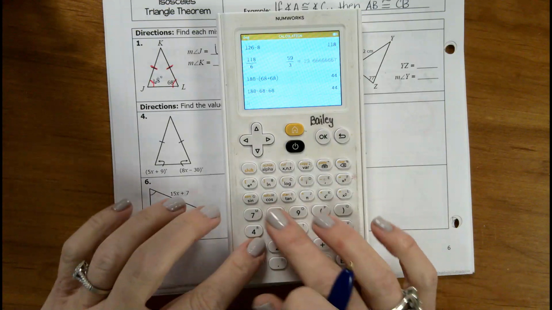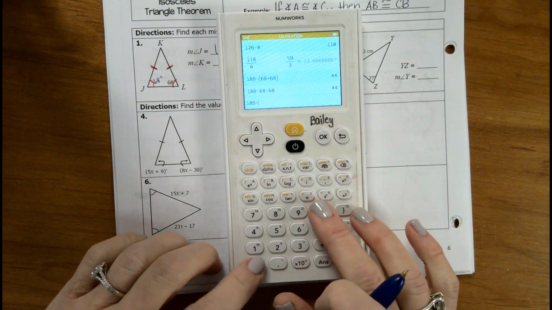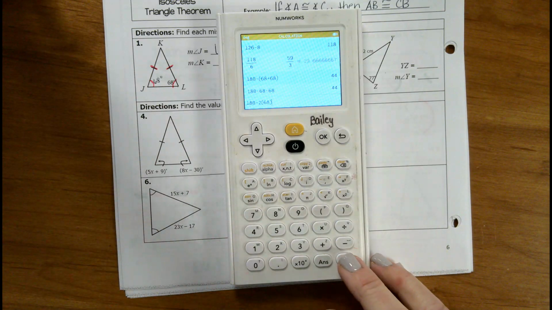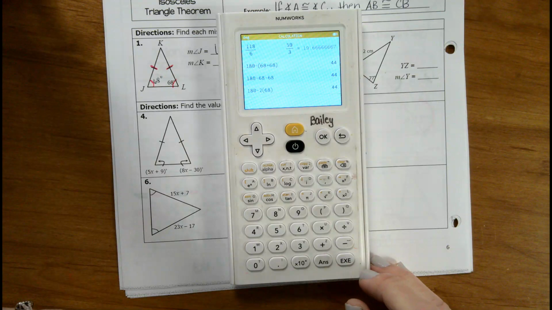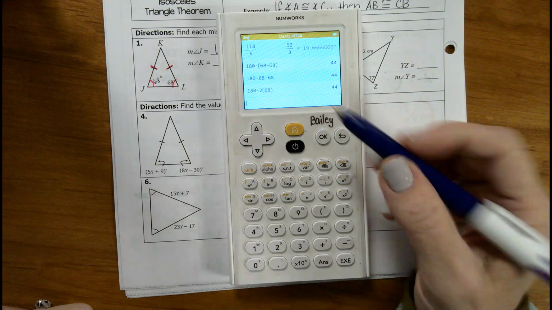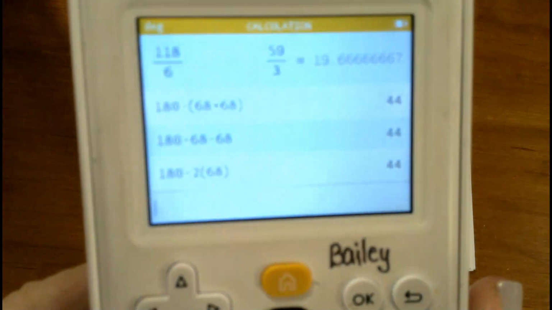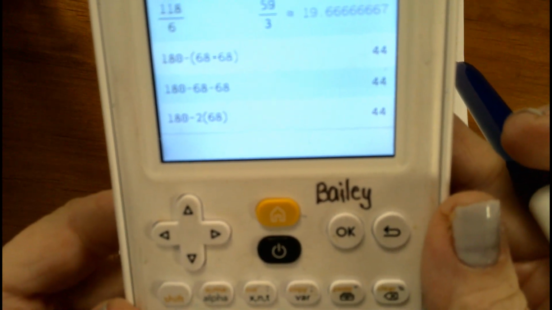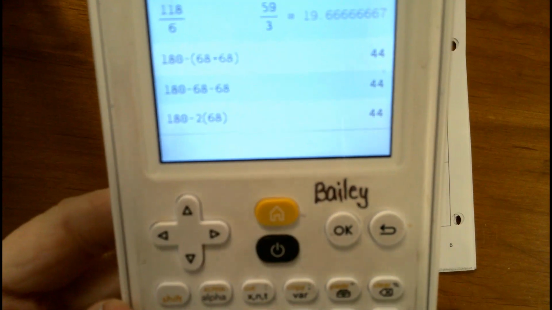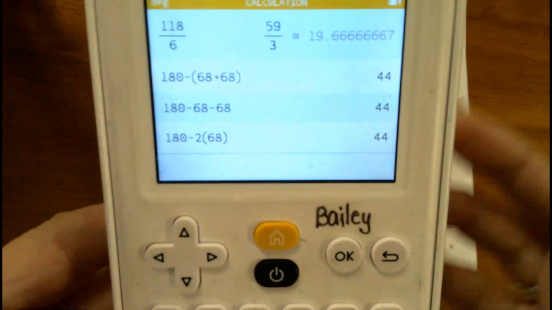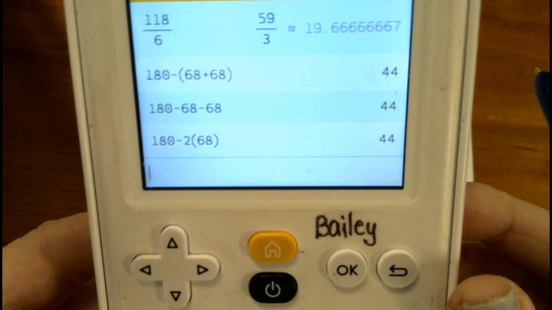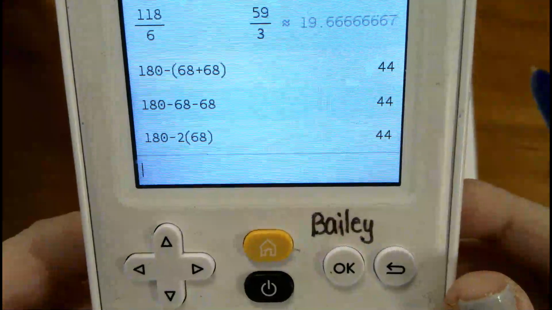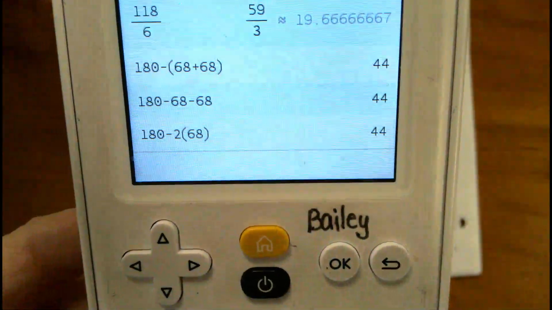The other option is 180 minus 2 times 68. That would be the other way you could enter it. You get the same thing. Personally, I do not care which way you do it. Doesn't matter to me. But do you see the difference in the calculator? Yes? Okay.